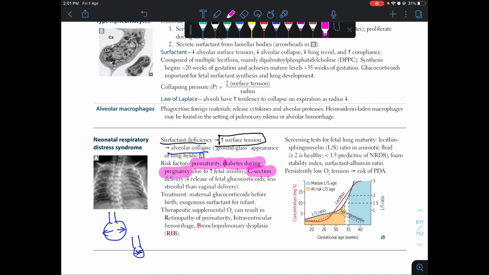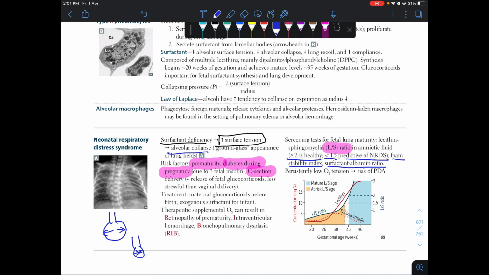And for screening of fetal lung maturity, we can measure the LS ratio, that is the lecithin and sphingomyelin ratio, in the amniotic fluid. Normally, the lecithin to sphingomyelin ratio is more than 2, which is seen in a healthy baby, and if the LS ratio is less than 1.5, then it is suggestive of NRDS, that is neonatal respiratory distress syndrome. And we can also measure the foam stability index and the surfactant albumin ratio.